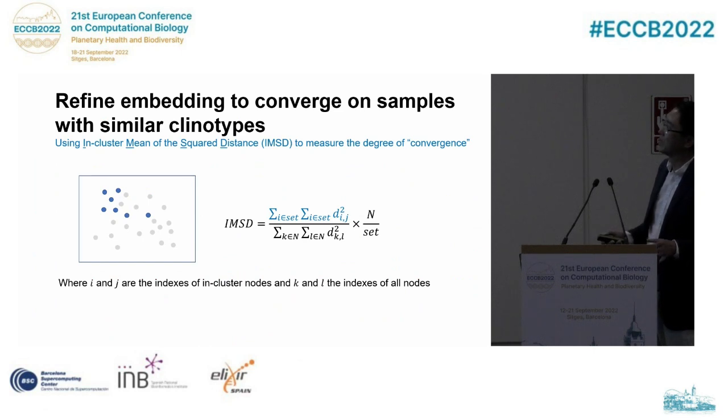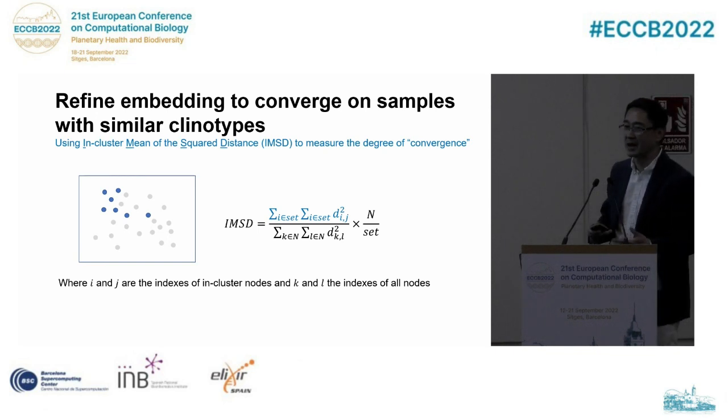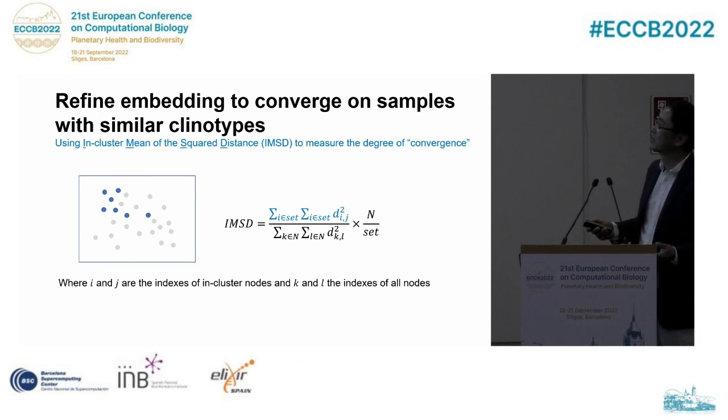We're not happy with the original embedding because, when we find the subtypes, they're all mixed. So we use a smart trick, well, not a simple trick, to essentially measure the in-cluster distance using this IMSD measure.